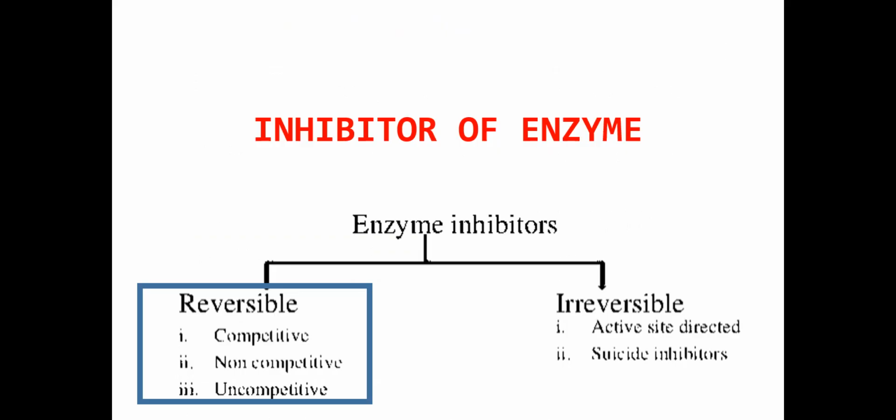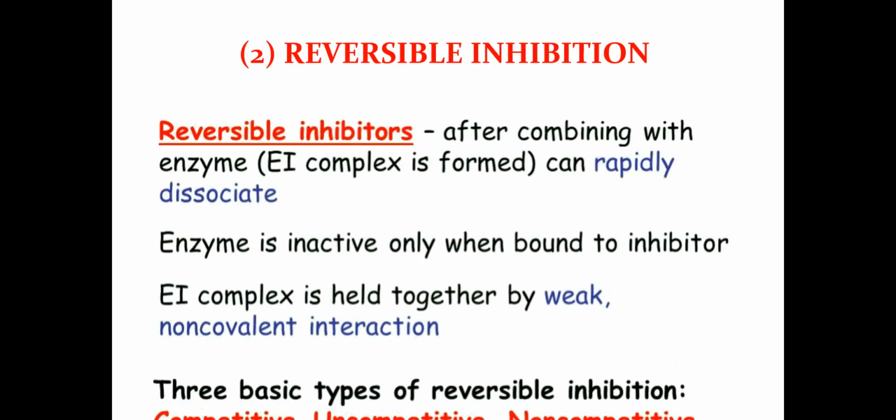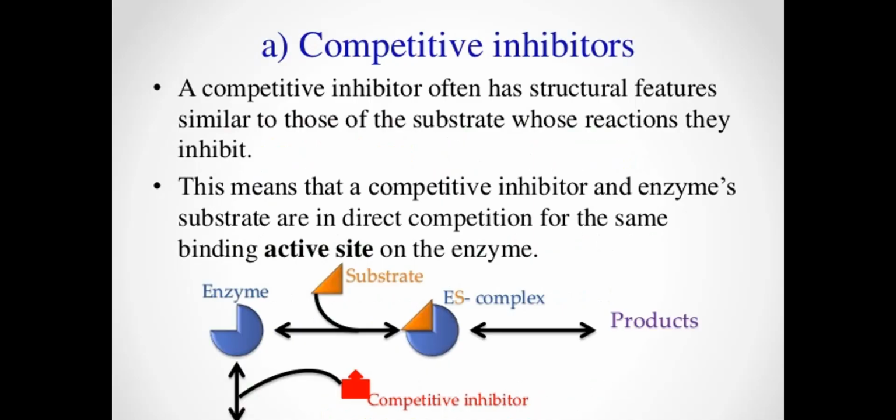Now come to the other type of inhibition, the reversible inhibitors. There are three types of reversible inhibitors: competitive, non-competitive, and uncompetitive. What are reversible inhibitors? Reversible inhibitors, after combining with the enzyme, form an enzyme-inhibitor complex that can rapidly dissociate. The enzyme-inhibitor complex is held together by weak non-covalent interactions. As I told you, there are three basic types of reversible inhibitor: competitive, non-competitive, and uncompetitive.